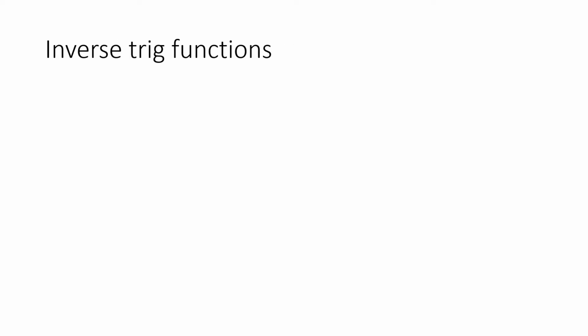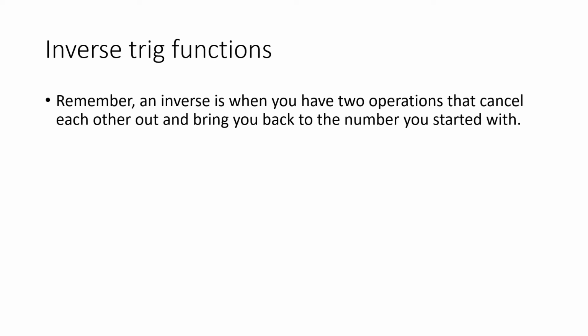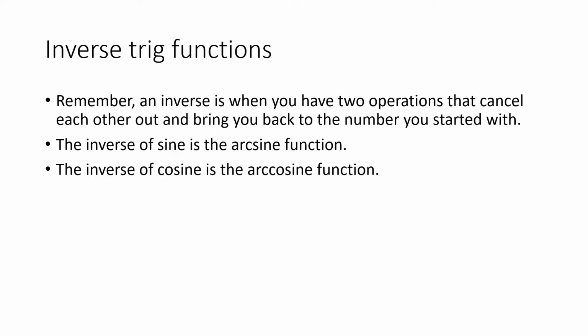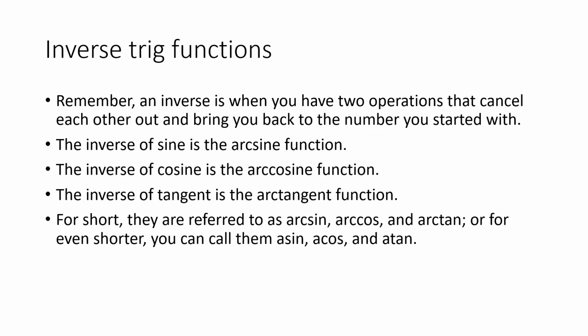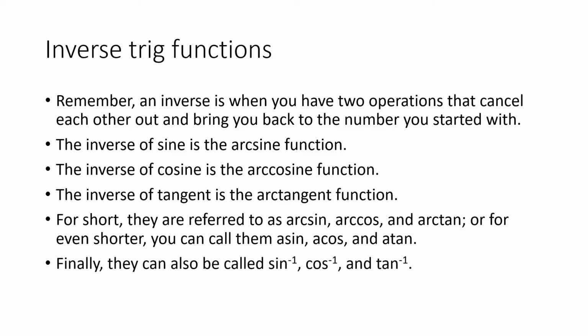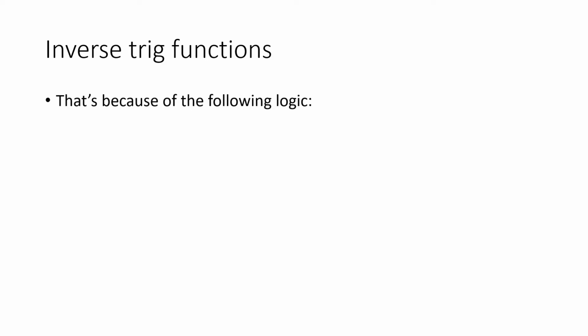Okay, so that leads us to the inverse trig functions. Remember, an inverse is when you have two operations that cancel each other out and bring you back to the number you started with. So the inverse of sine, we call it the arcsine function. The inverse of cosine is arccosine, and the inverse of tangent is the arctangent. For short, they can be called arcsin, arccos, and arctan, or for even shorter, you can say asin, acos, and atan. Finally, they can also be called sine to the minus 1, cos to the minus 1, or tan to the minus 1. I don't like them, and you'll see why in a minute.